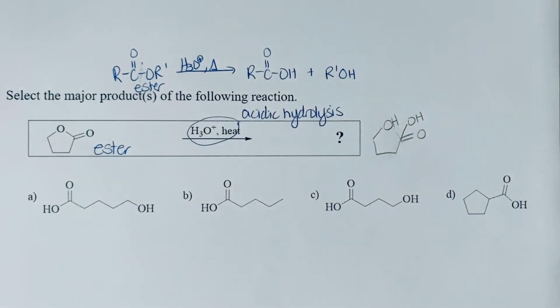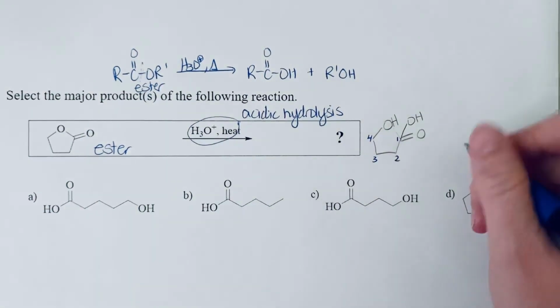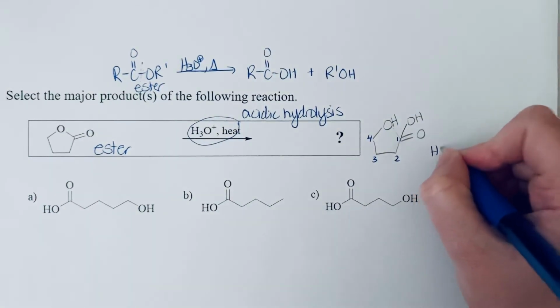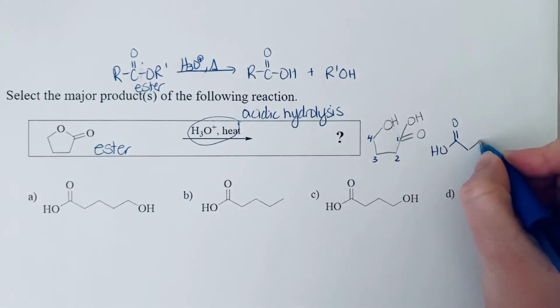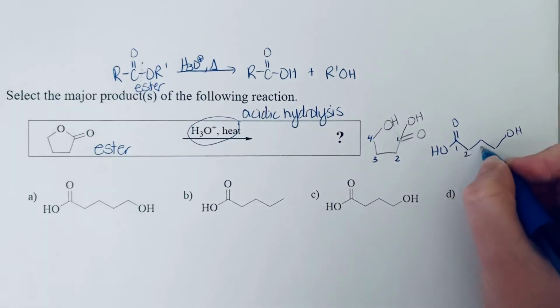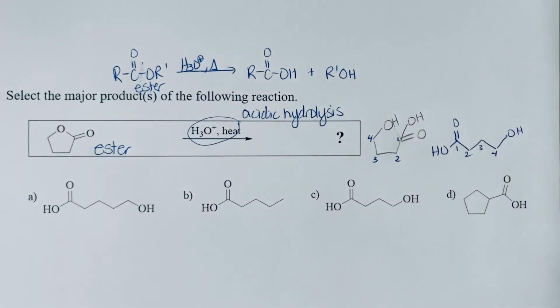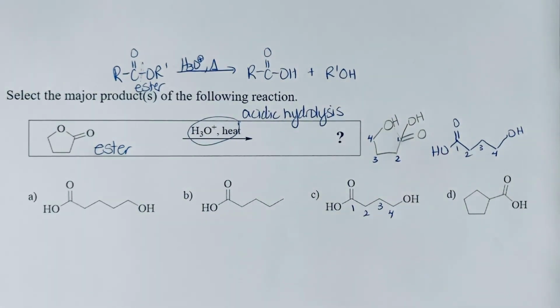It's got some ugly bond angles. So let's just number these carbon atoms and straighten this out. So we have a carboxylic acid, and that's carbon 1, 2, 3, 4, and then the alcohol. So we can put these numbers back on here. And we can see that this matches option C. Okay, so not that bad when you approach it the right way.